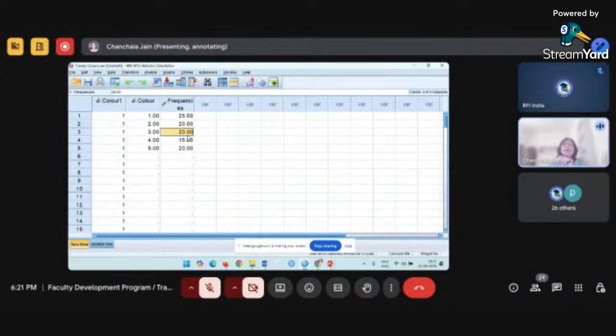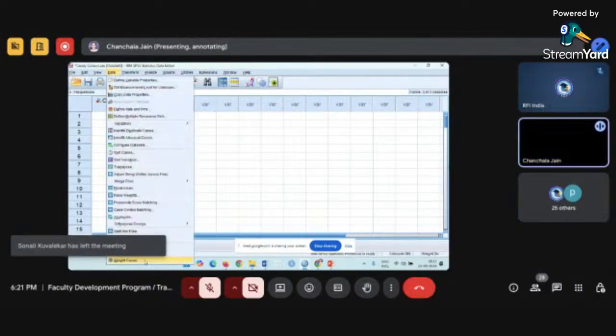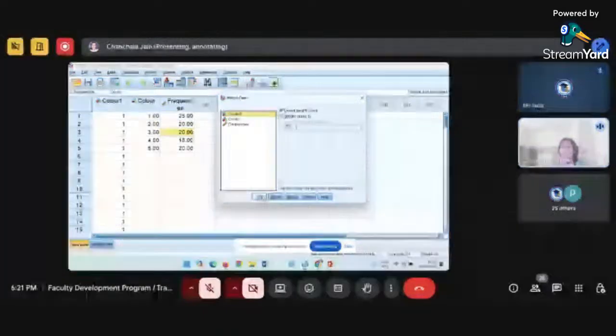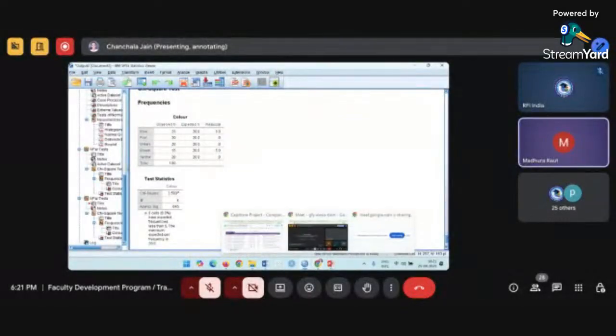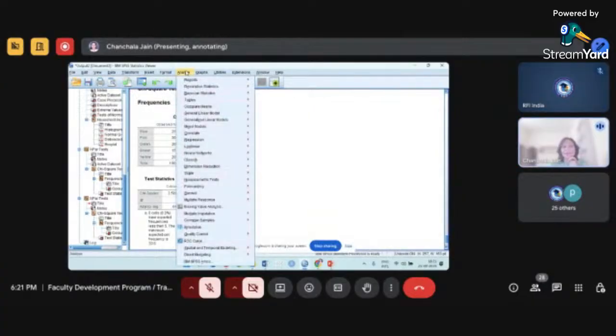I think I forgot to tell you one thing, because you should go both ways. Now go to data again, click on weight cases and reset this. Again, go to the data tab, select weight cases, reset the dialog box and click on OK. Now again you need to perform the chi-square test using the second variable, that is the color variable. See whether you are getting the results or not.